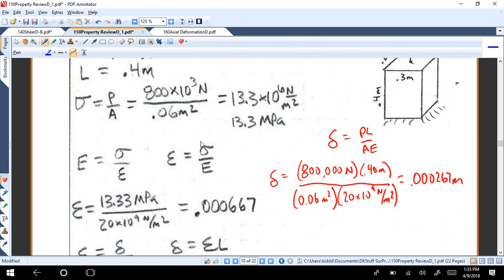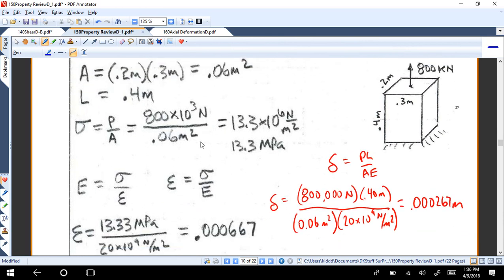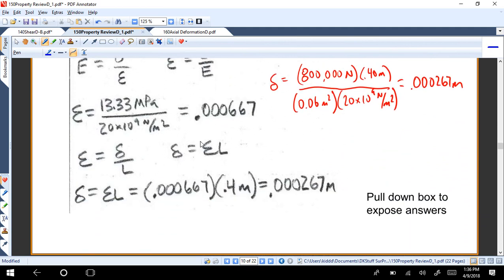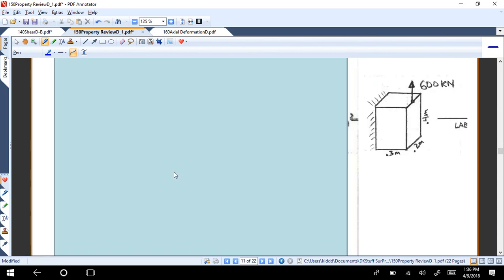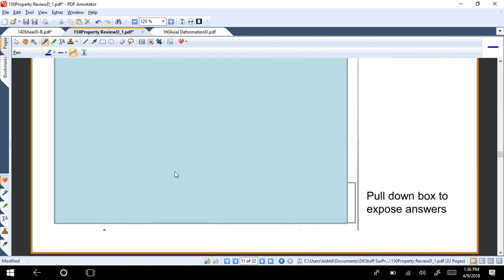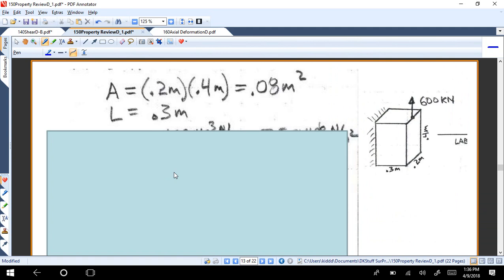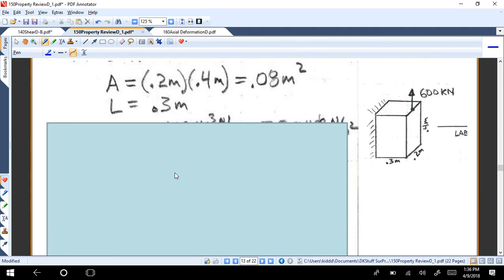We're just walking through these different properties. I just want you to have them figured out, that's why I'm doing this, okay? So we good on the 0.000267 meters for delta? All right. And then just do the same business here for the shear.